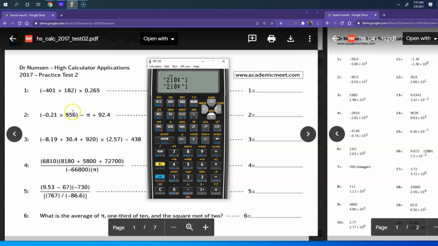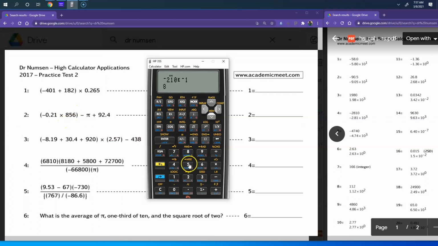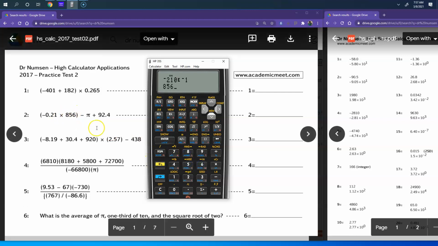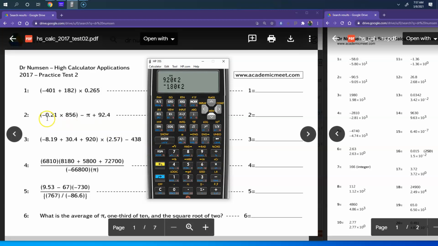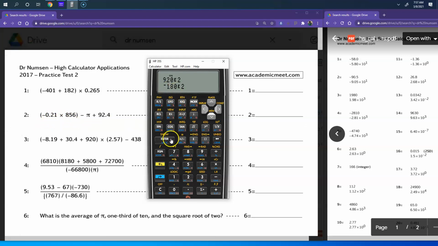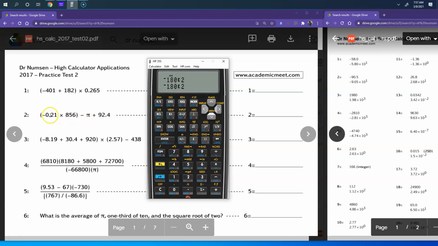Now we're going to type in the number 856 because we want to multiply. So go ahead and press the multiplication button. Now we have the product of 0.21 times 856 in the current position, but you want to save that. So there it's saved. Now you want to introduce pi here because you're going to subtract whatever the product was.